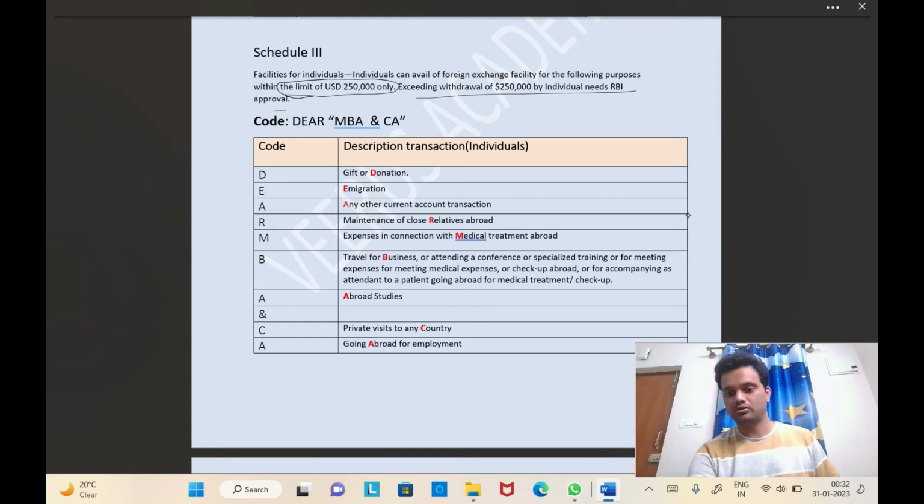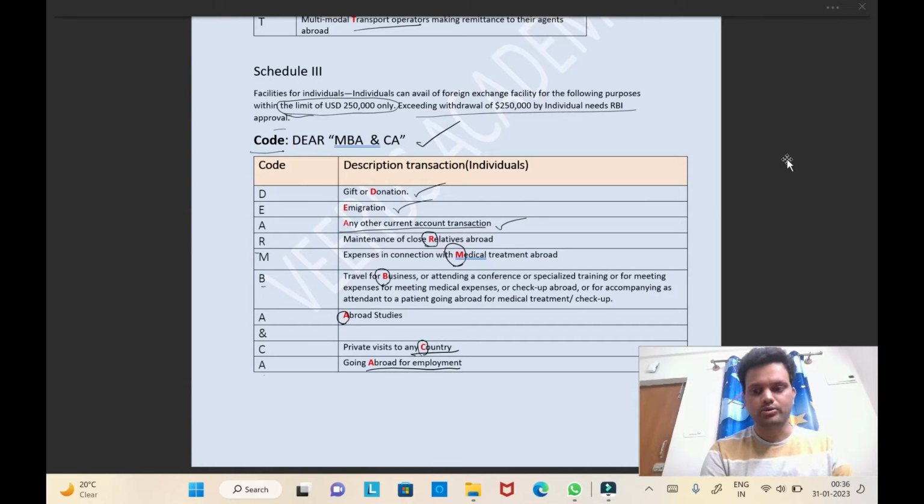I hope you are aware of the provisions well. Now we are discussing the code. What the code is? Dear MBA and CA, that is the code. That's it. Dear MBA and CA. So it is easier than the central government one, right? Now let's see what the code denotes.